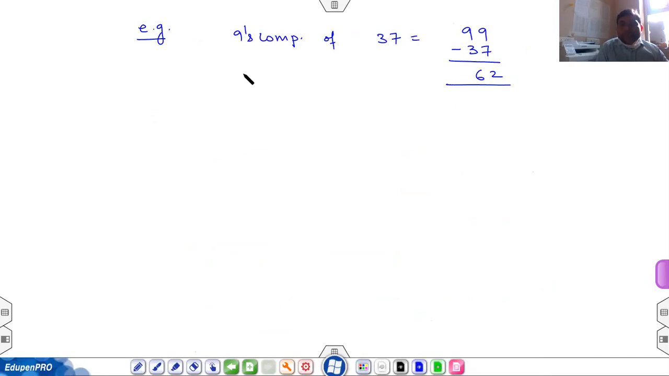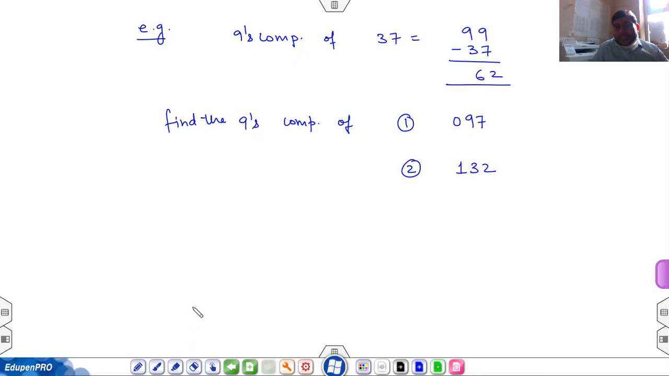Now I am giving you 2 questions and you need to give me the answer in the comment section. Find the 9's complement of question number 1, let's say 097, and question number 2, let's say 132. Please give me the answer in the comment section.